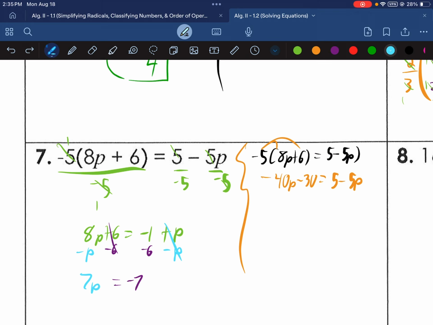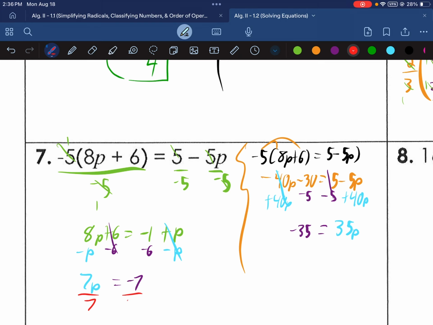On the problem here on the right, I'm going to move my smaller p toward my bigger p. My smaller p is negative 40, so I'm going to add 40p. You also could move negative 5p to the other side. I just prefer to try and keep the p's positive. I wrote that prematurely, my apologies. So on the right side, we'll end up having 35p. I'll also subtract 5 to move that number to the opposite side and get negative 35.